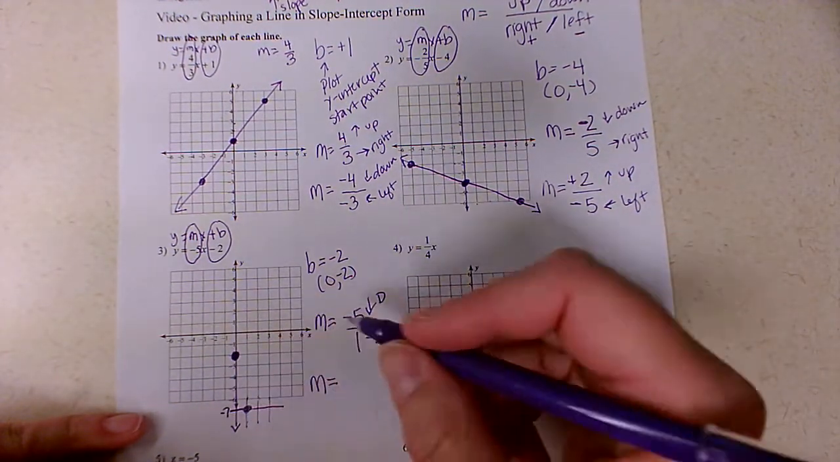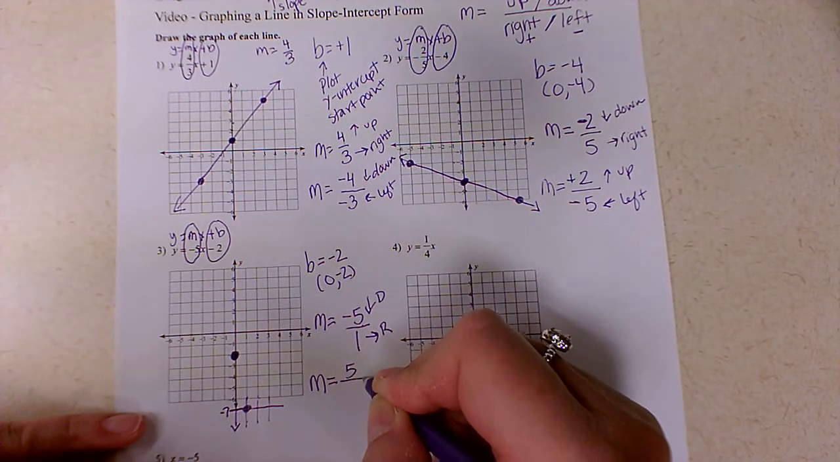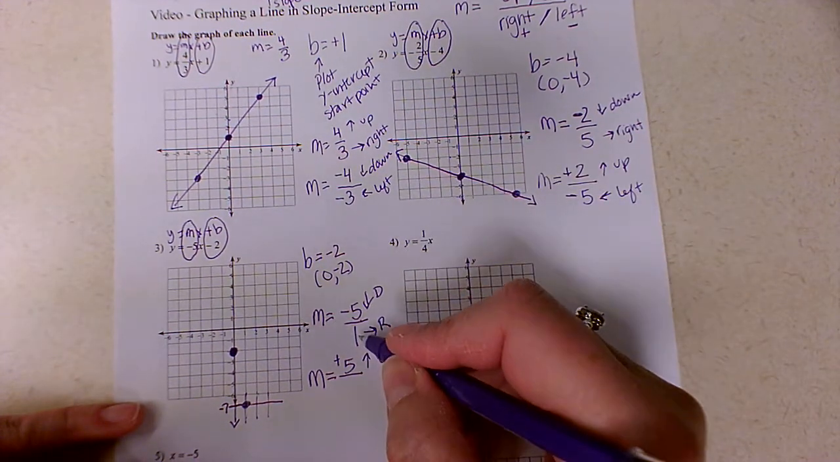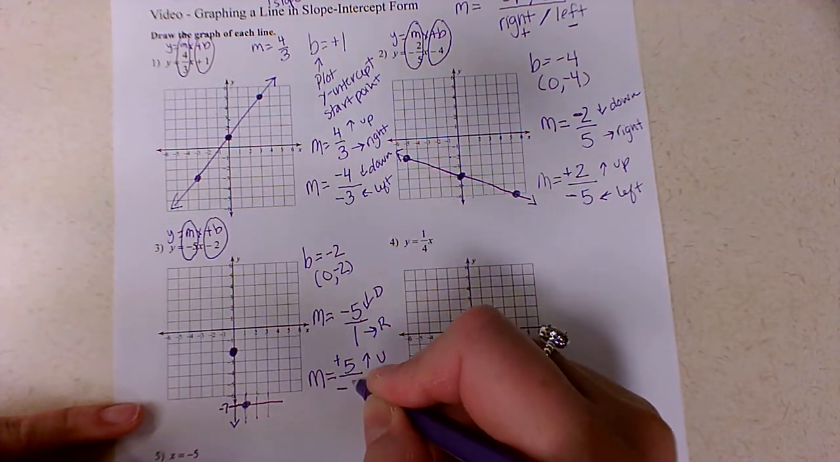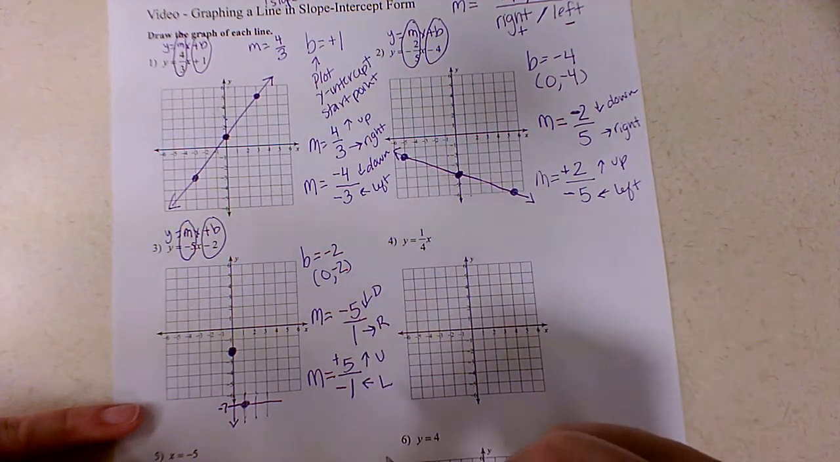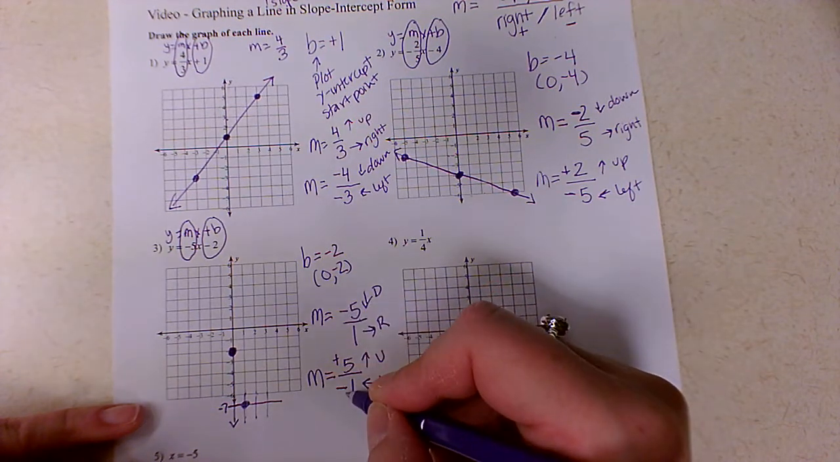So remember, the other point over here has to be the complete opposite. So instead of going down, you got it, we're going to go up. You can put a U if you want, or an up arrow. Instead of going right, it's going to become a negative 1, and we're going to go left. So again, the complete opposite: the negative went from the numerator down to the denominator.